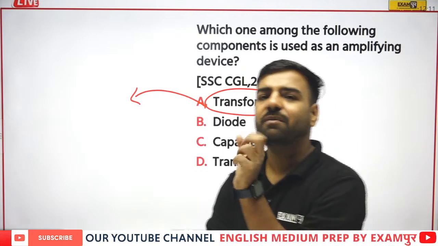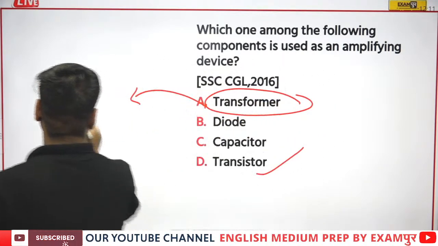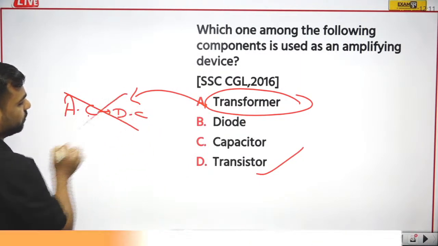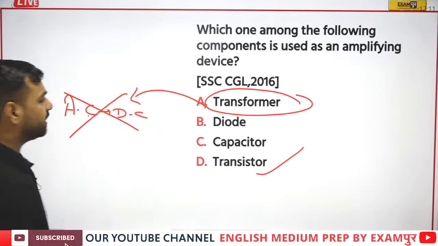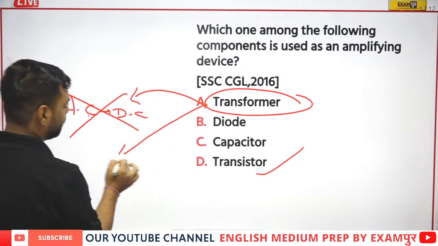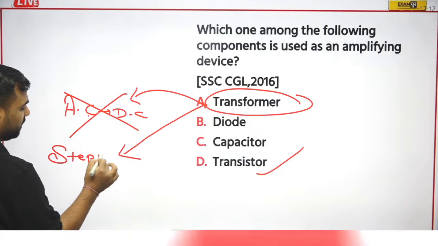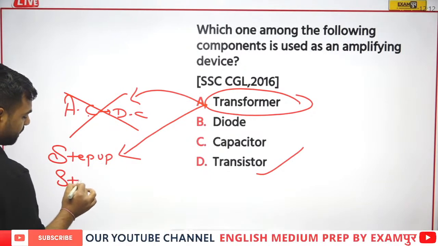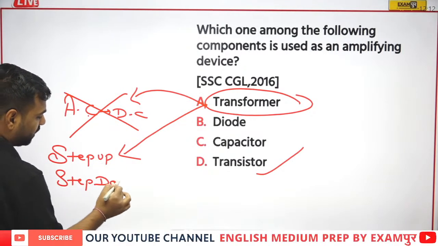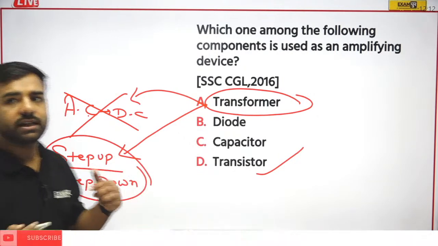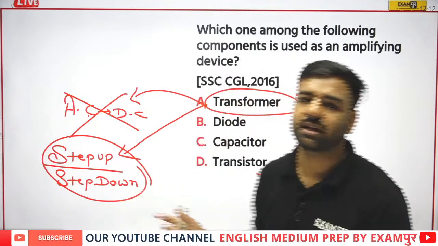See, whenever we talk about a transformer, please remember there is no such concept of AC to DC or DC to AC. I'll just directly cross it out. But if I talk about its functioning, what this transformer is doing, it is actually stepping up or stepping down the voltage. So step up or step down of the voltage is actually done by this transformer. Remember this part, that is, voltage increment and decrement is done by this transformer.